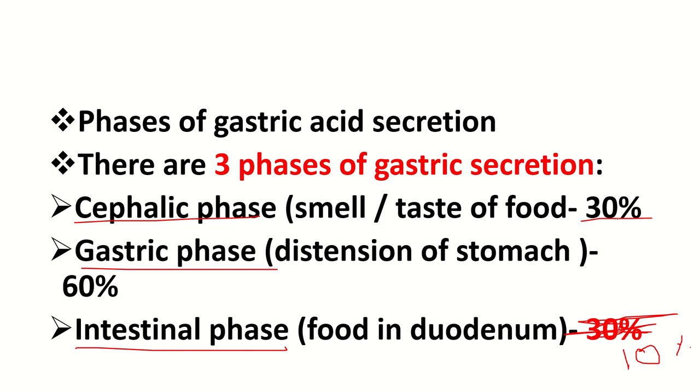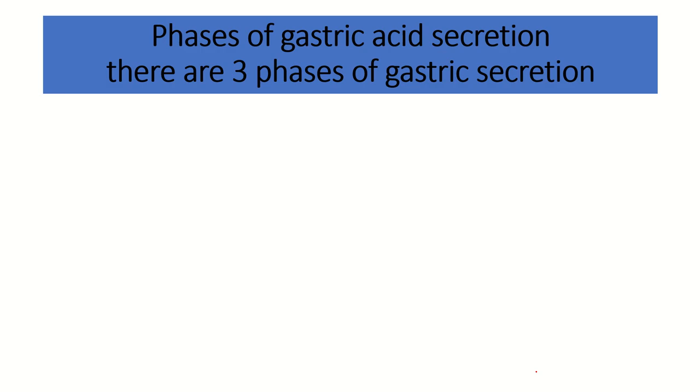The cephalic phase is responsible for 30%, the gastric phase 60%, which is the larger amount when there is food in the stomach, and the intestinal phase is 10%, when there is no chyme in the stomach. All of the food material enters the small intestine, but some hydrochloric acid is still secreted, about 10%. Here we can see the details of the phases of hydrochloric acid secretion.